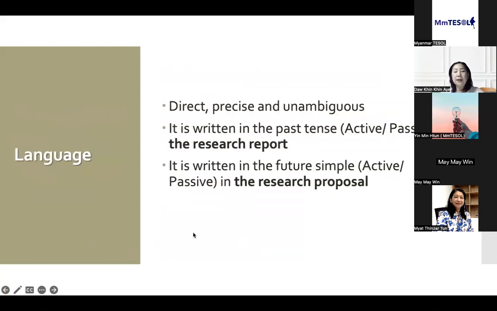Now, here, the language we use, right? It is very direct and precise and unambiguous, right? If it is in the research report or dissertation, because we are reporting the research that we conducted in the past, that's why it is written in the past, then it can be active or it can be passive. But if you are doing it for the research proposal, because you haven't conducted the research yet, that's why it is written in the future tense, whether it's active or passive. Next slide, please.